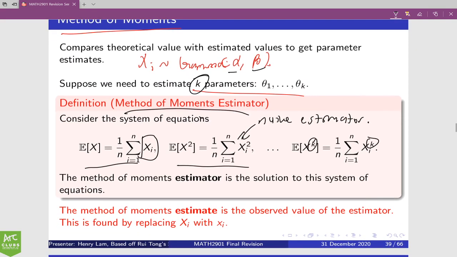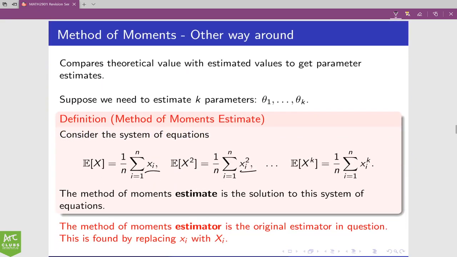I don't think Glebo cares about that. You just put capital X in. It should be fine.